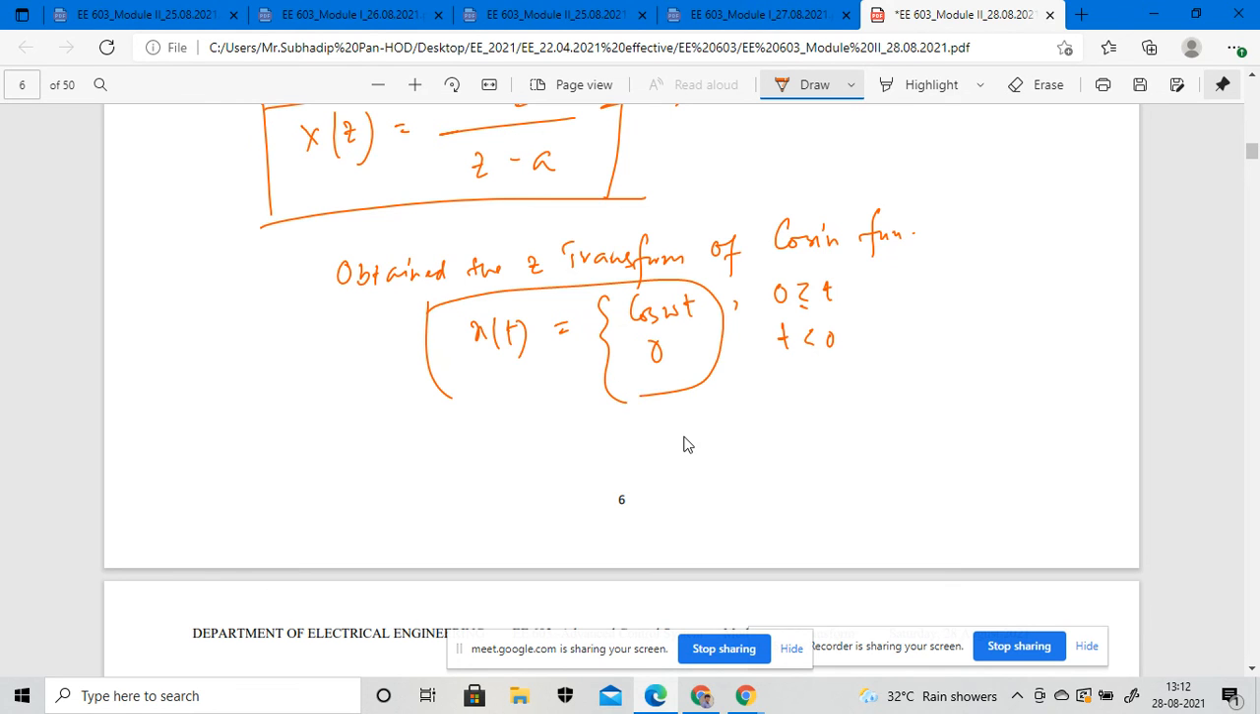Now, finding the z transformation of this particular cosine function, how could we proceed? This will be your example. I give you some examples and we will solve them in the next session. Then only you will understand how we apply the z transformation for different functions and what my output will be. We will discuss this in the next class.